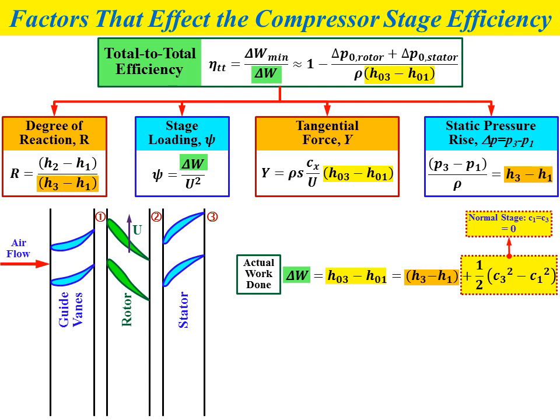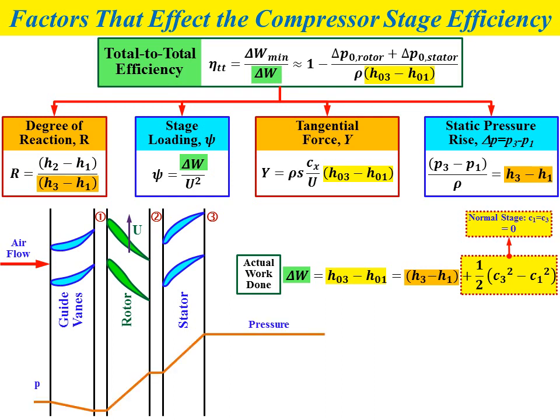Now we need to differentiate between the ΔP definition and ΔP naught. ΔP refers to the pressure rise, the increase of pressure in the compressor, and ΔP naught represents the total pressure loss in the compressor. So we need to differentiate between these two terms.